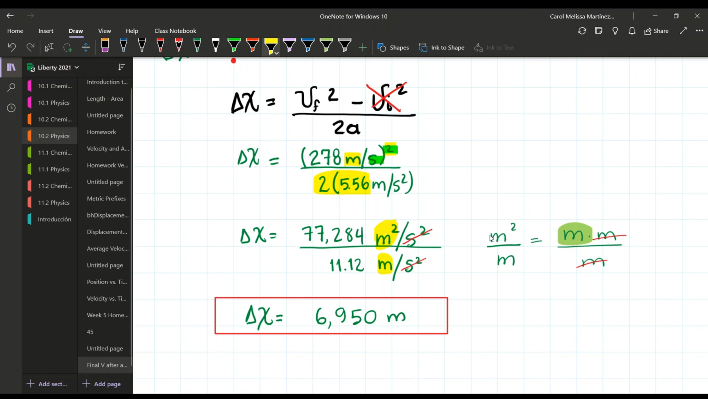This is the same as having meters squared, which is meters times meters, okay? And below you have 1 meter. This procedure allows you to eliminate meters in the top with meters below. So the only unit that remained untouched is meter. So the final answer is delta X equals 6,950 meters.